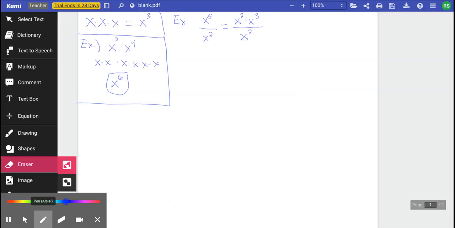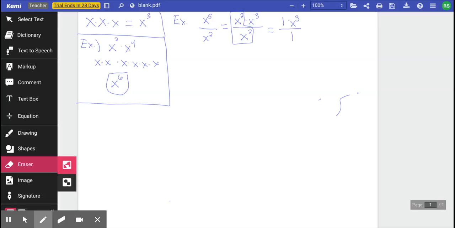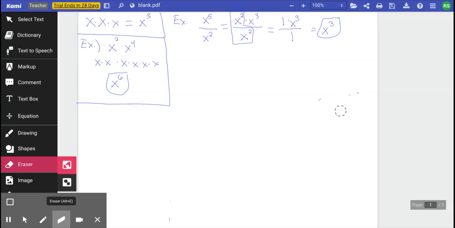Well, why is that helpful? We have multiplication in the numerator, which tells us we can divide out these x squareds to 1. X squared divided by x squared is 1, so we really have 1 times x cubed over 1, which just simplifies to x cubed. Is there a shortcut there? Well, ask yourself that. Is there a way to get from x to the fifth over x squared to x to the third?